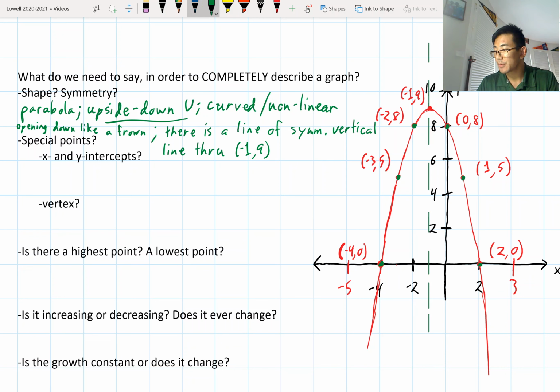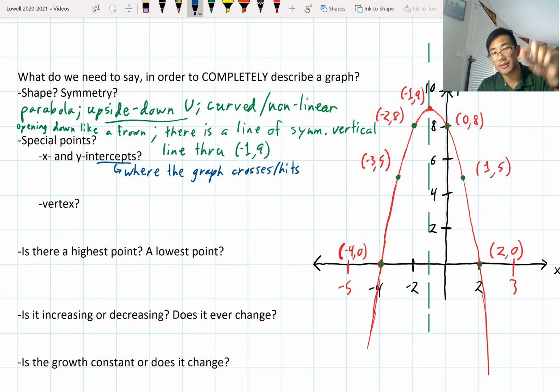Now, if we go into some special points, depending on the graph, there could be different kinds of special points. But two types in particular are intercepts and the vertex. And so the intercepts, remember, intercepts are where the graph crosses. There's a couple ways to say this: crosses, or you could say it hits or touches.